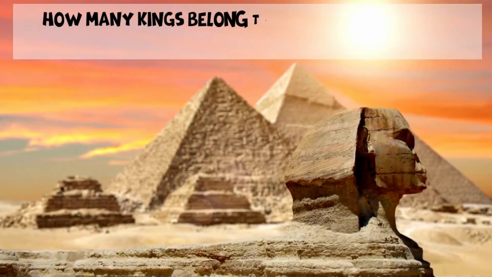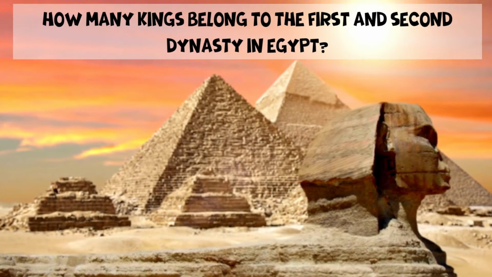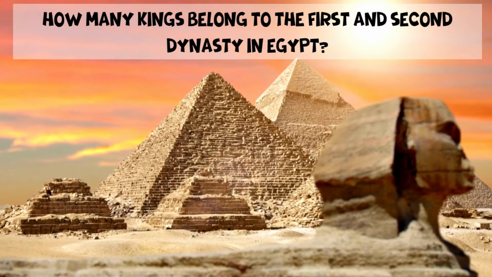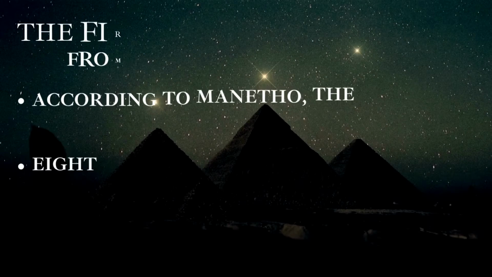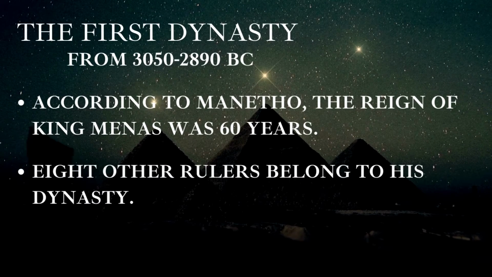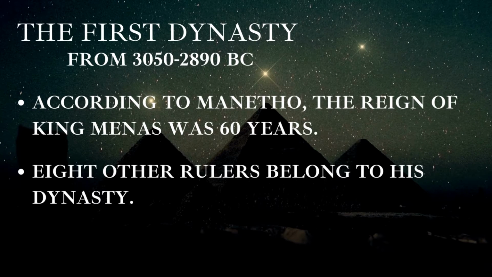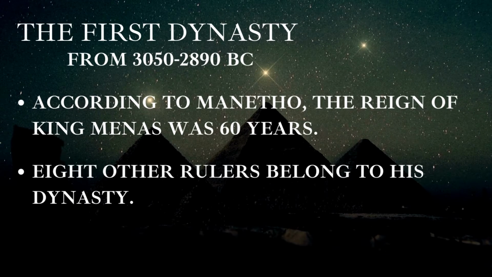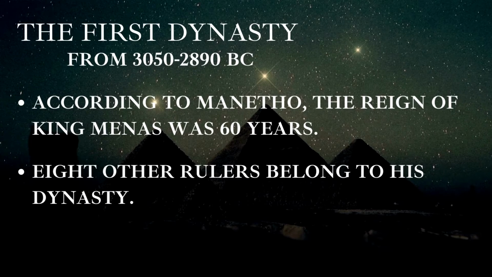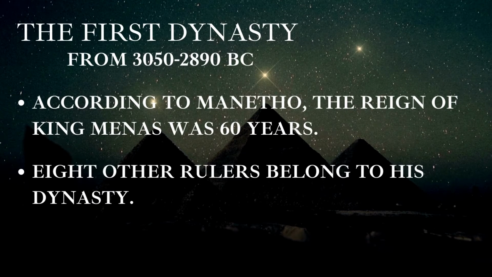How many kings belong to the First and Second Dynasty in Egypt? According to Manetho, the reign of King Menes was 60 years. 8 other rulers belonged to his dynasty. It is accepted that the rule of this dynasty lasted from 3050 to 2890 BC.